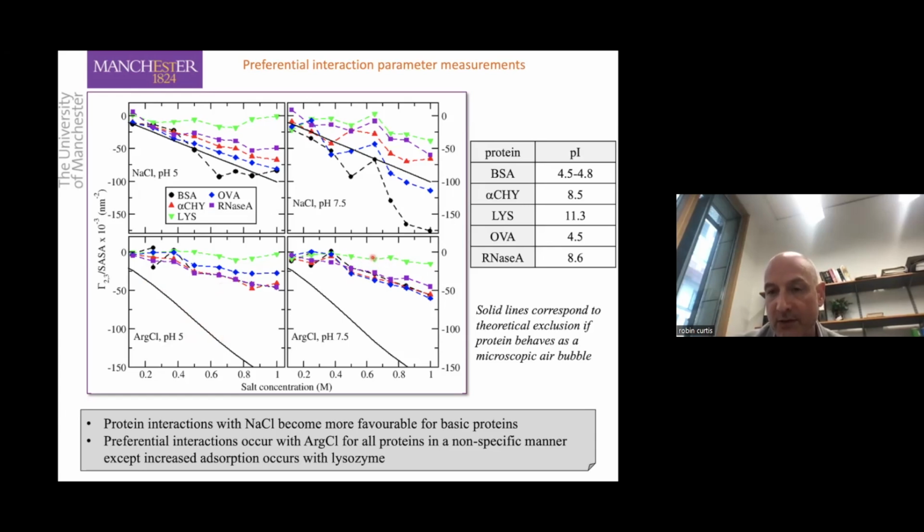Actually, arginine chloride was discovered by its ability to improve the refolding of lysozyme. If you look at the amino acid content of lysozyme, it's very aromatic rich, and a lot of the literature suggests that arginine interacts with aromatic groups. So we believe that these measurements are picking up those effects.